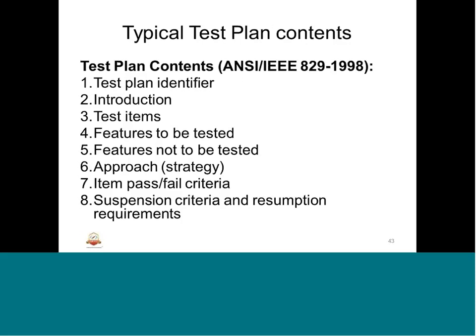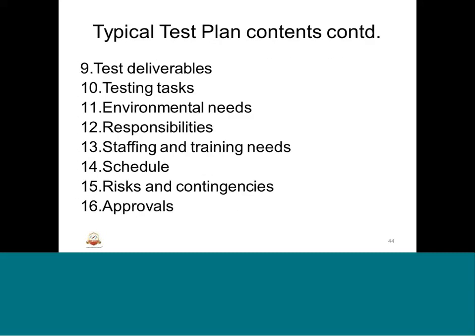As per the ANSI or IEEE 829-1998 test plan, the contents are: test plan identifier, introduction to the test plan, what the test items are, what features are to be tested, what features are not required to be tested, the approach or test strategy, criteria to define pass or fail of the test, and suspension criteria and resumption requirements. Like, we have several requirements grouped together, and while testing we may come across failures in the initial stages. In that case we may have to suspend that test and go ahead with the next set of tests. And once it is fixed, how are we going to resume the test, and how are we going to define the criteria for pass or fail.